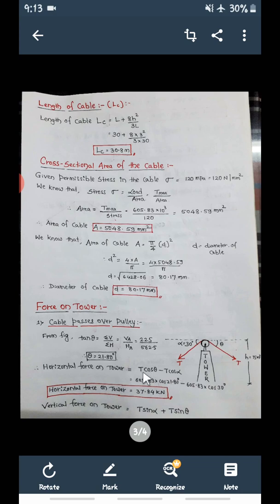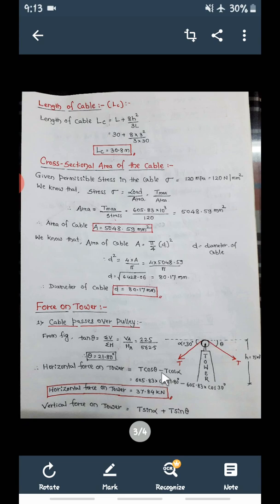T is the maximum tension, which you have already calculated, so substitute it. Theta is 21.80 degrees and alpha is given as 30 degrees. Calculate the horizontal force on the tower. That is 37.84 kilonewton.